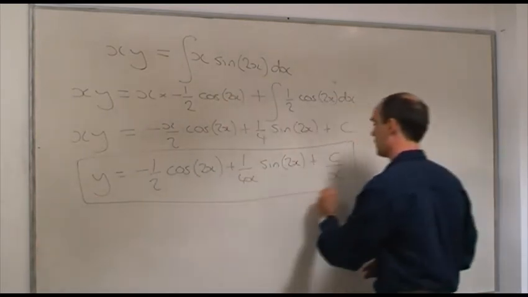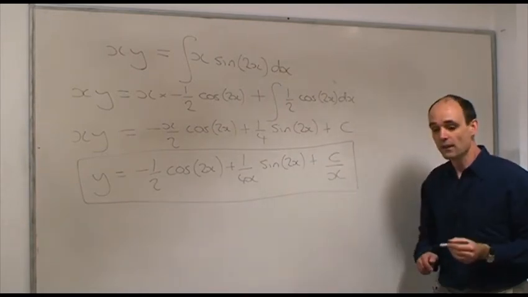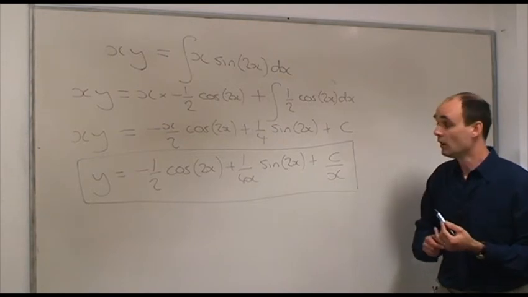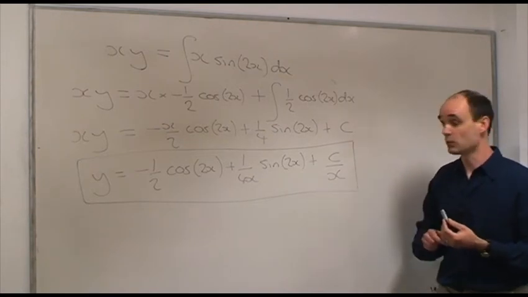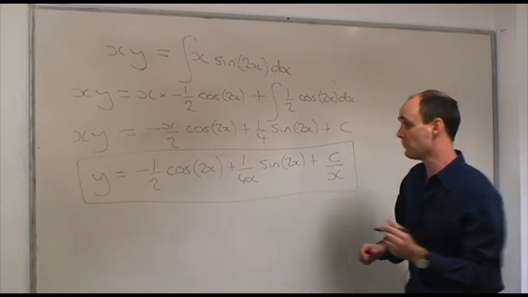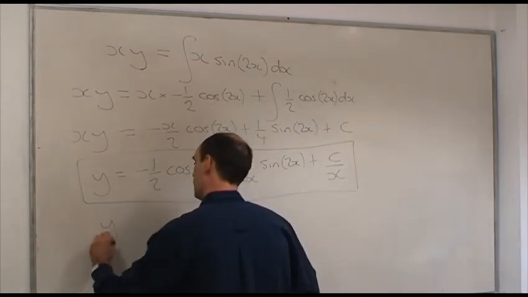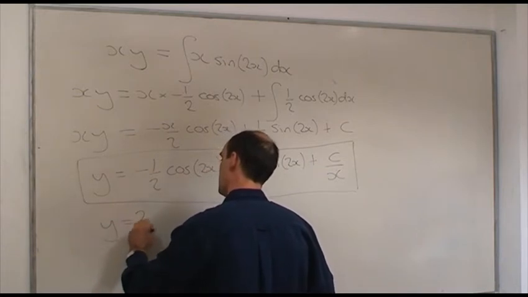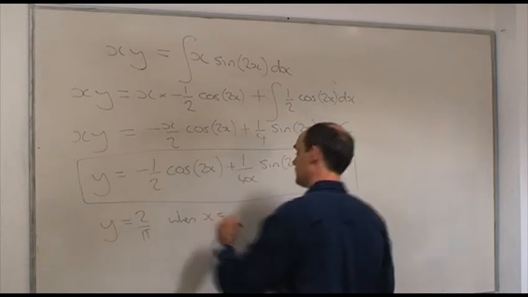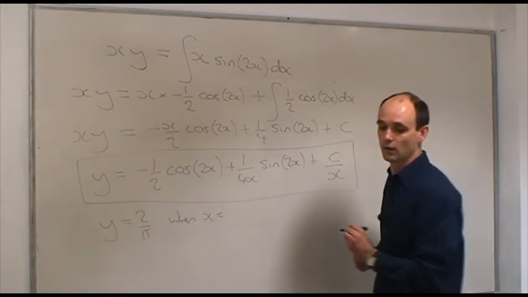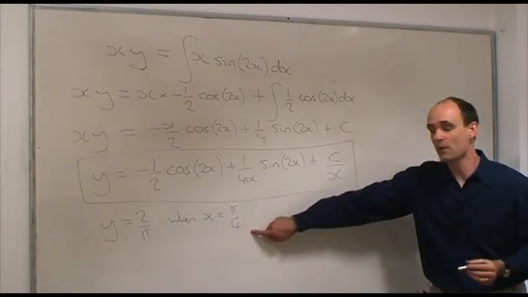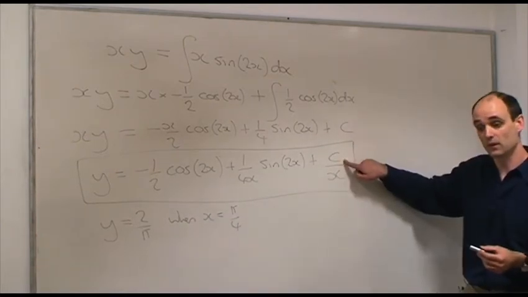of the differential equation. In fact, the original exam paper gave us what was called an initial condition, or a boundary condition for this, which enables you to determine the integrating constant. So the exam paper asked, supposing y is equal to 2 over pi when x is equal to pi by 4. So this gives you information that allows you to determine what this constant is.